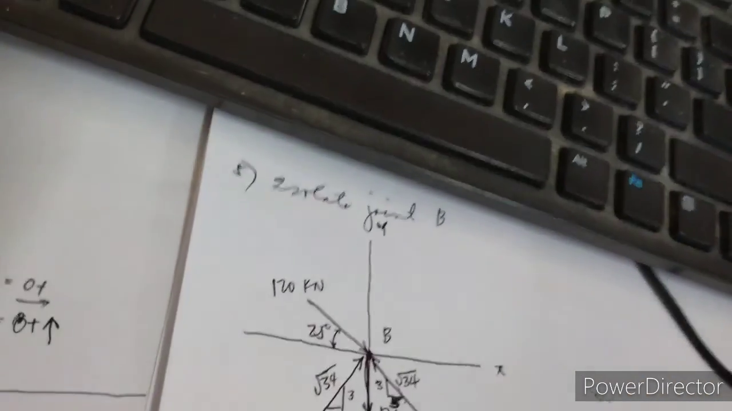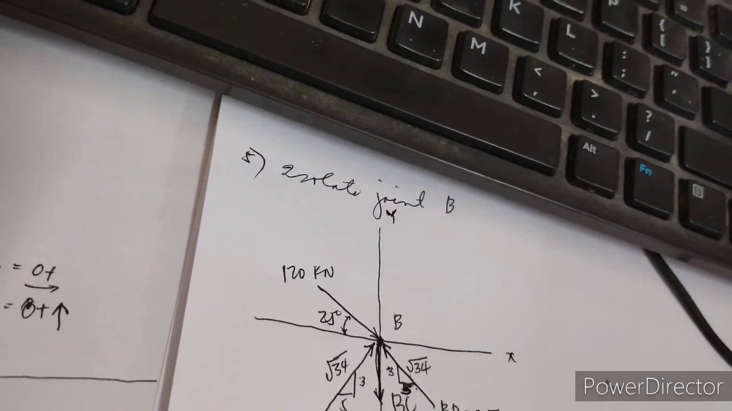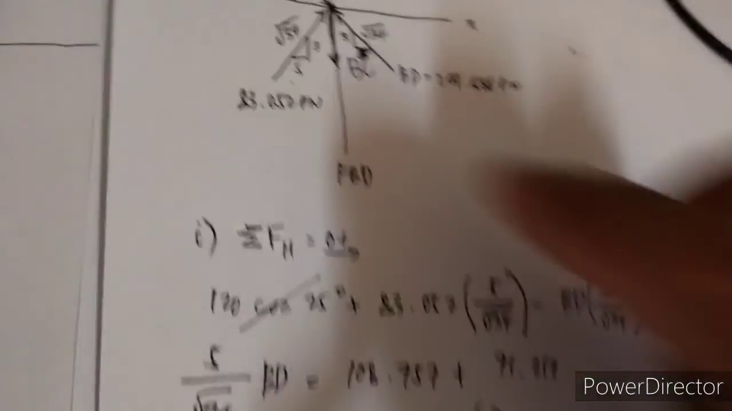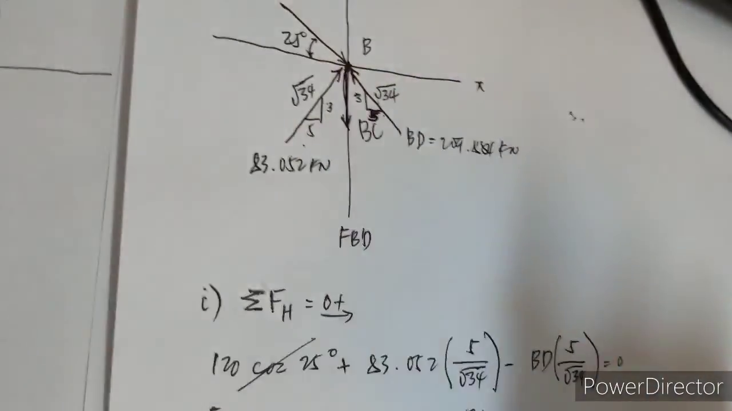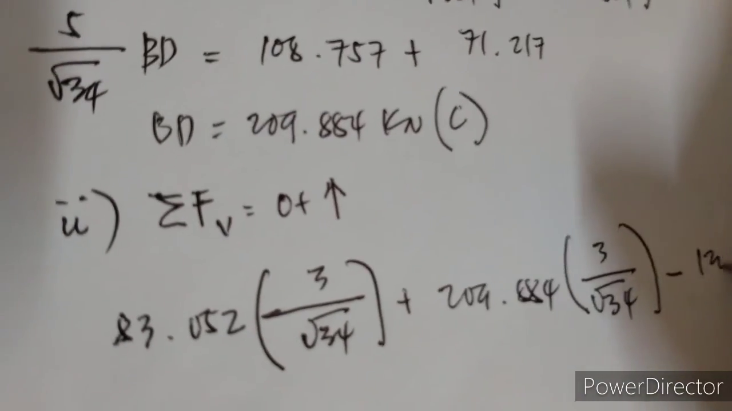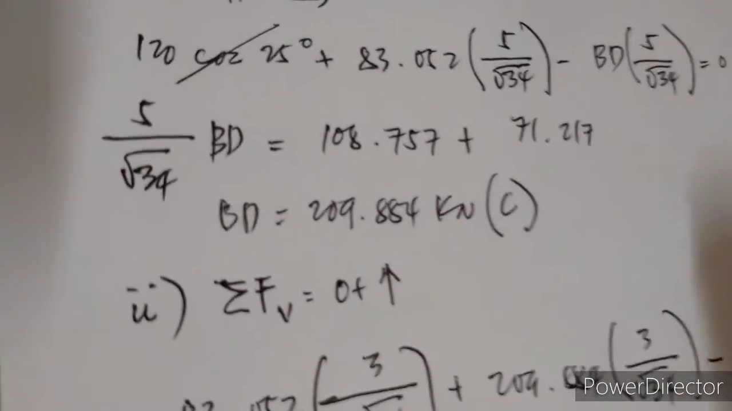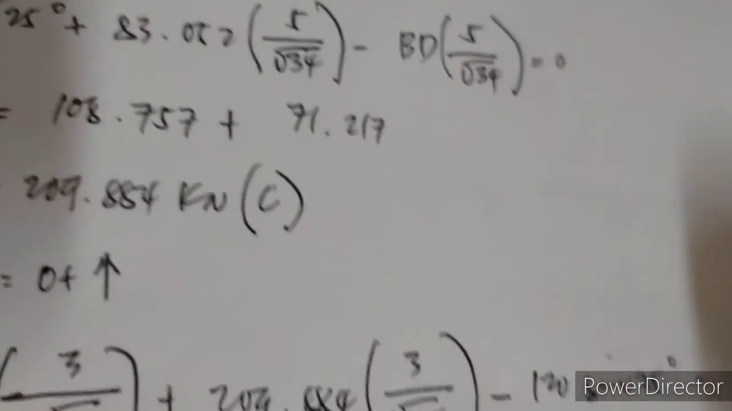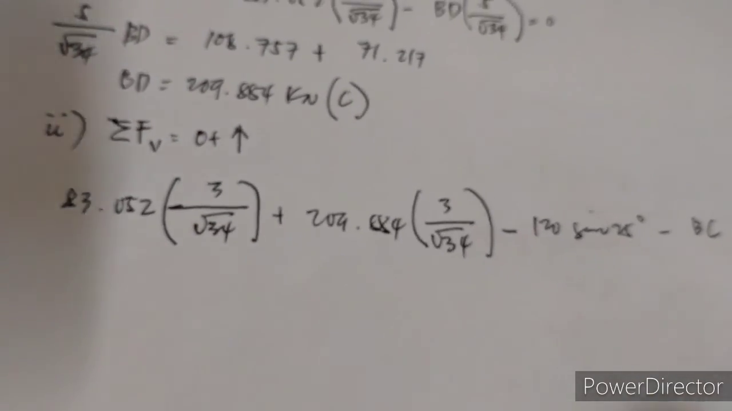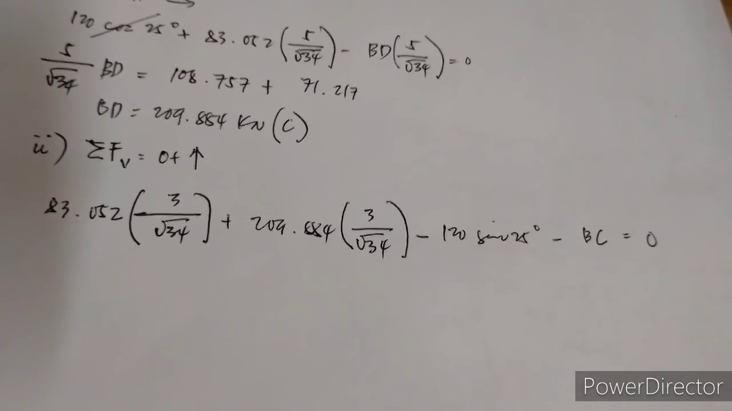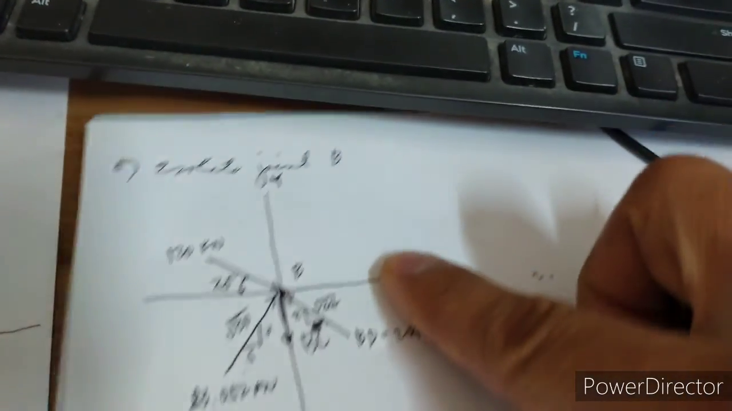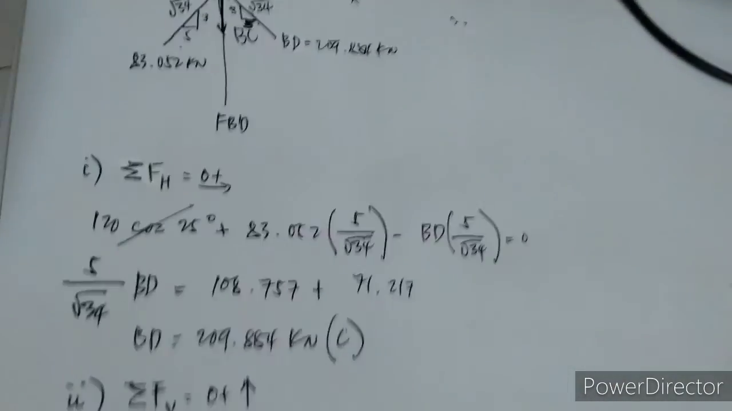Okay, so next is going down, is 120, so negative, minus 120 sine of 25 degrees, minus BC is equal to 0. So that's it. So that's the equation using summation forces vertical from this joint. Okay, so let's try to simplify.